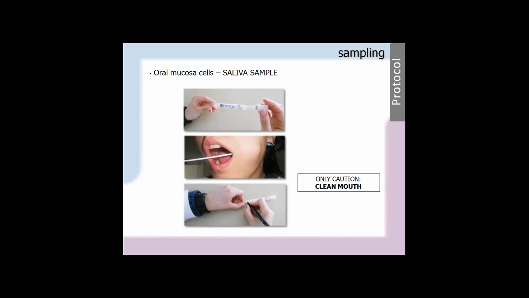Once we have done the sampling, we place the swab back in the protective tube, we identify the patient's full name and seal with adhesive tape or similar. The only precaution is to have a clean mouth. 1 hour before, the patient must avoid eating, drinking, smoking.